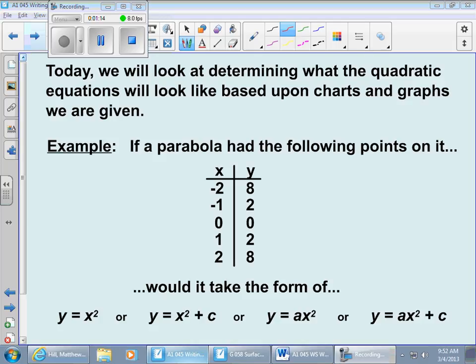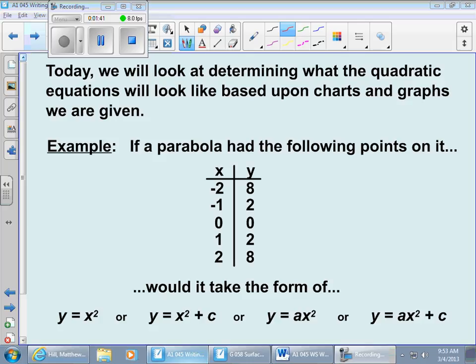Example: if a parabola had the following points on it, we're provided with a chart that has several points. Some of you have figured out that once you have the equation, our calculator's chart can give us all kinds of points, so we've been looking at those points. Now we're in a situation where they did not give us the equation. They give us some points that are on there.